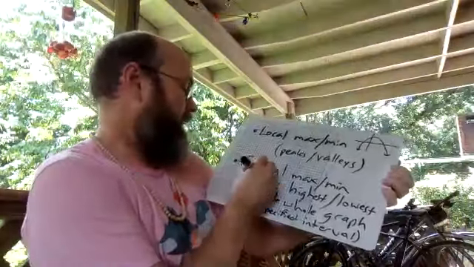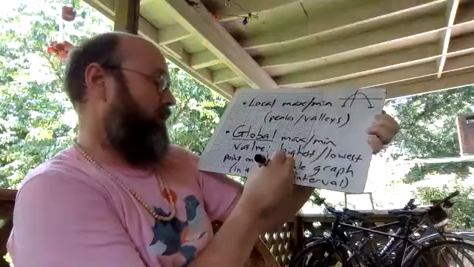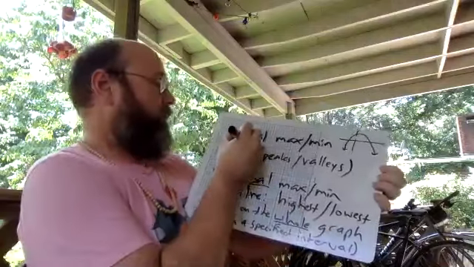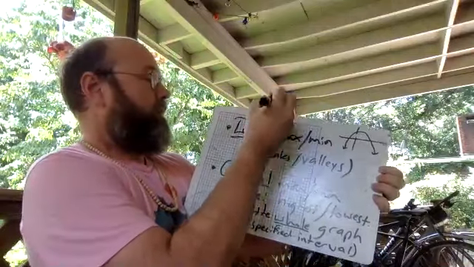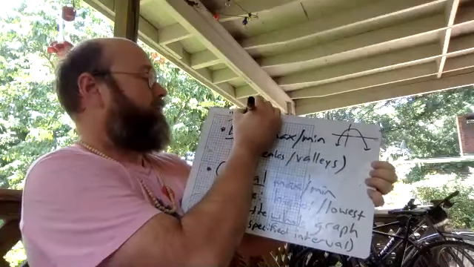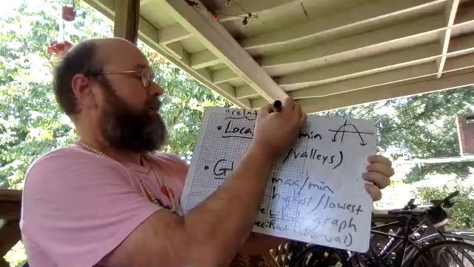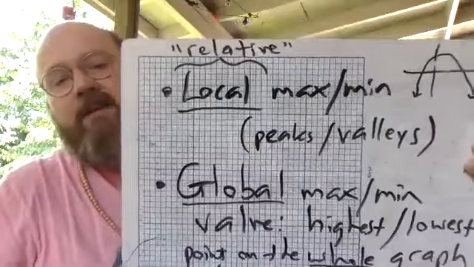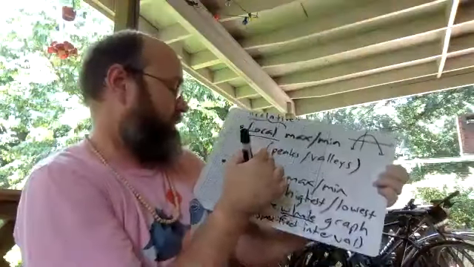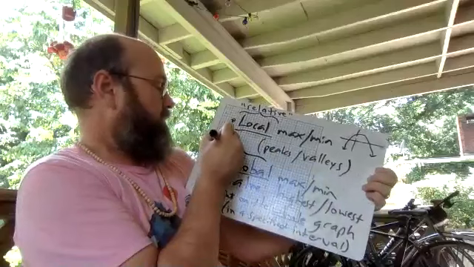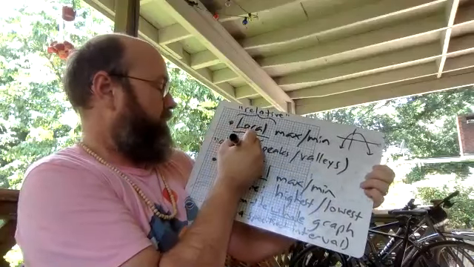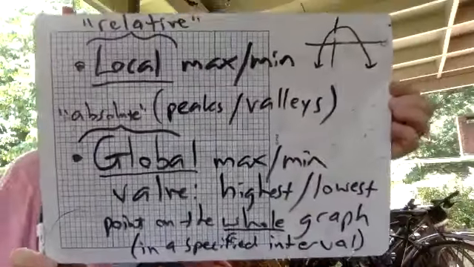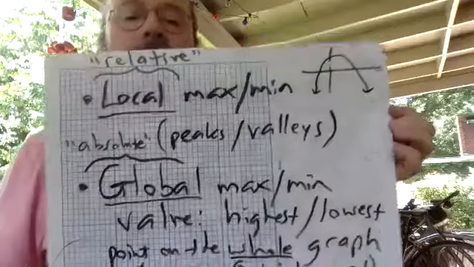The global maximum and minimum is the highest or lowest on the whole graph. Cool? Like in this case, that's the global. Also, there's another couple of words that are used. Local max and mins are also called relative max and mins. That's just as often used as local. It's relative. It's not the highest everywhere, but relatively, it's the highest around a certain place. And global is often called the absolute maximum or minimum value. Absolute and relative are like opposites, kind of like local and global. Okay.